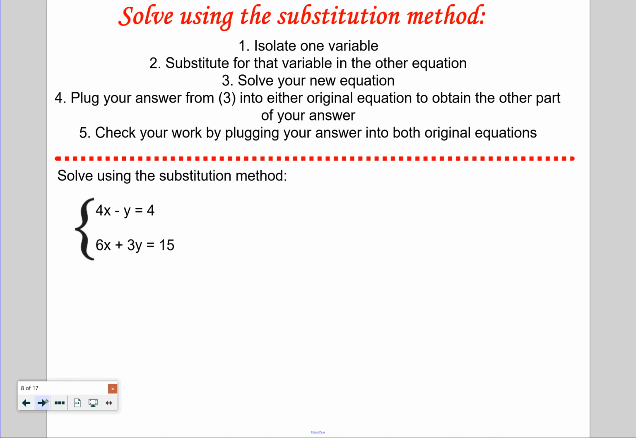Let's do another one together here. Again, we're still solving using substitution. So the first step is we want to get one of my variables alone. The only variable that doesn't have anything too messy in front of it is this y in the top equation. So let's try to get that alone. The first thing I'm going to do is I'm going to subtract 4x to the other side.